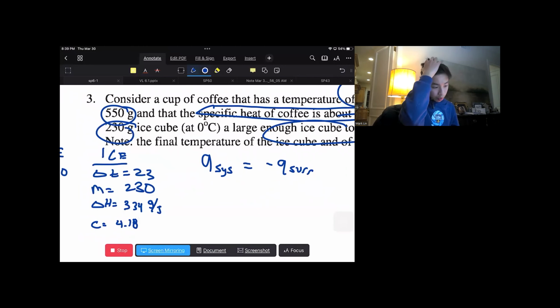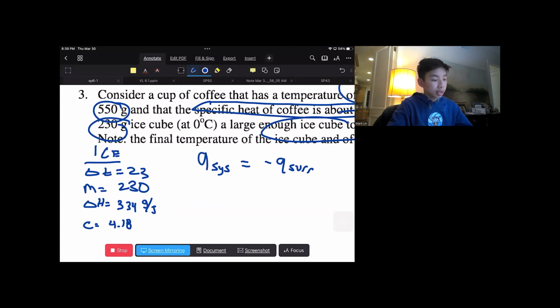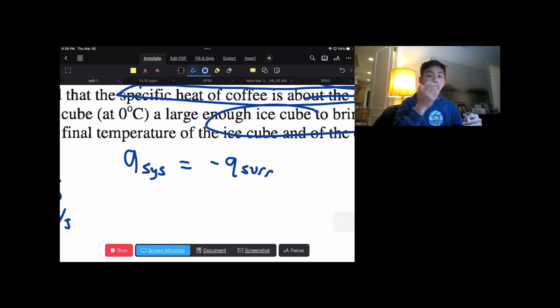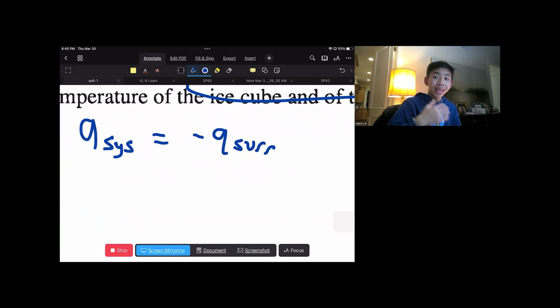And so we first need to see how much energy it's going to take to bring the coffee cup down to 23 degrees Celsius. That's our minimum amount of energy. And then we need to see, does this ice cube at 550 grams at 0 degrees Celsius, is that energy going to meet the minimum?